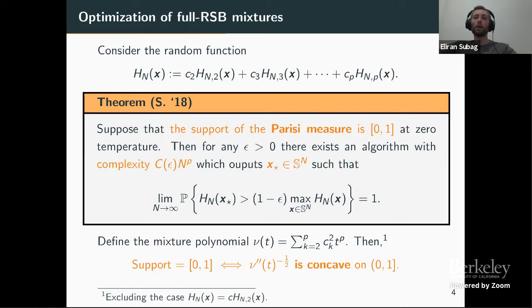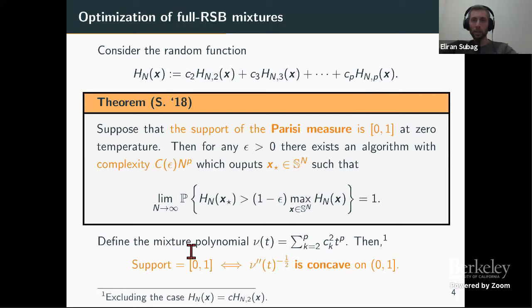Okay, and here's the main theorem I want to talk about. So I need to assume a certain condition. I need to assume that the support of the Parisi measure at zero temperature is the interval 0, 1. And I will not define what this means exactly, but I will tell you what it implies in terms of some geometric properties of the function hn. And also this condition is equivalent to an explicit condition in terms of those coefficients ck.